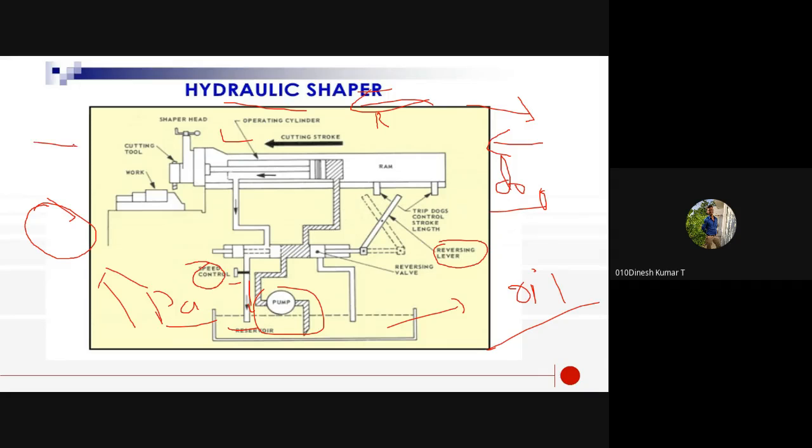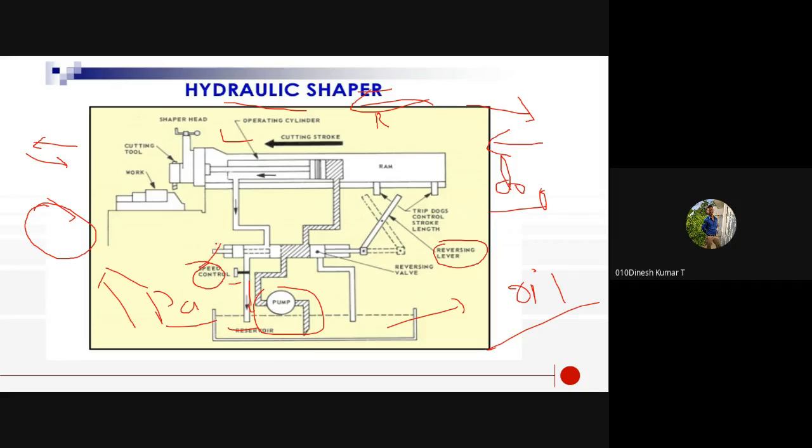At the end of the stroke, there is a shaper dog which hits the reversing lever so that cyclic operation can be done in the hydraulic shaper machine continuously. It is a smooth operation in which the working fluid, oil, is sucked at high pressure by a gear pump so that it goes into the piston cylinder arrangement. The end of the piston connecting rod is connected to a ram so that the performance is quiet and constant, because the fluid is flowing at a constant pressure.